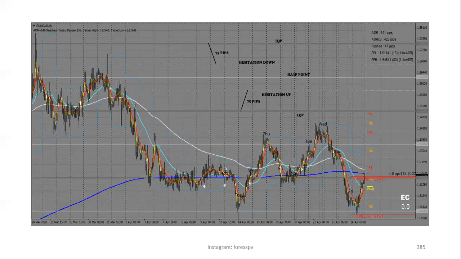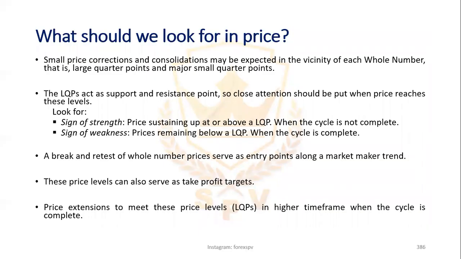So we have learned several terminologies and these quarter numbers. So how do we apply what we have learned to our strategy? What should we look for in price? First of all, we should expect small price corrections and consolidations in the vicinity of each whole number. So around these large quarter points, around major small quarter points, if you see price breaking it and coming for a retest, then that should be expected.